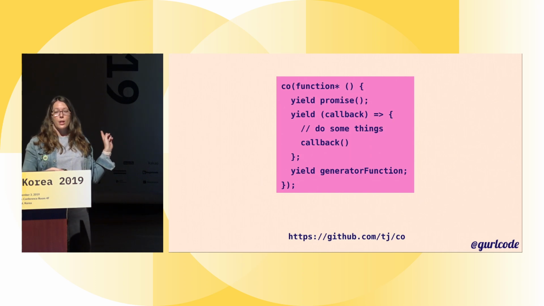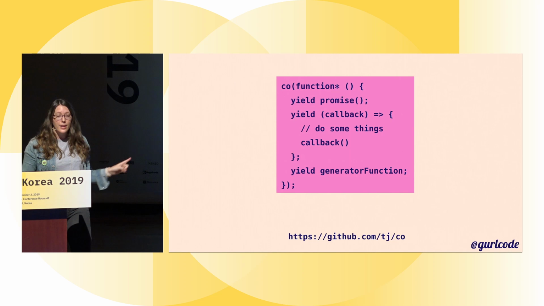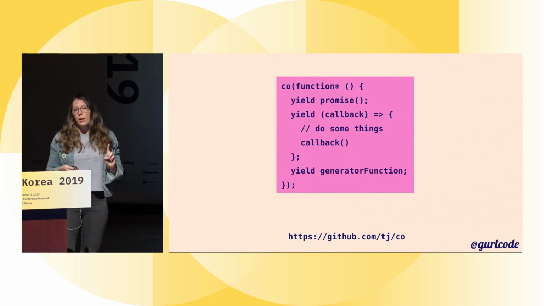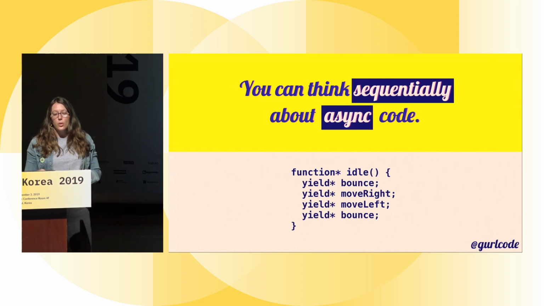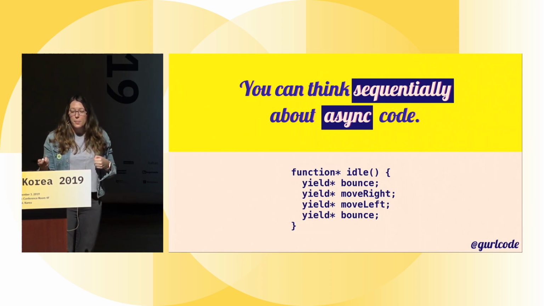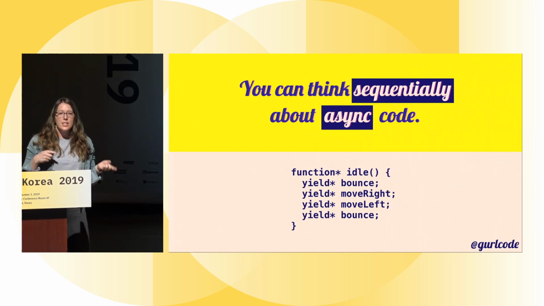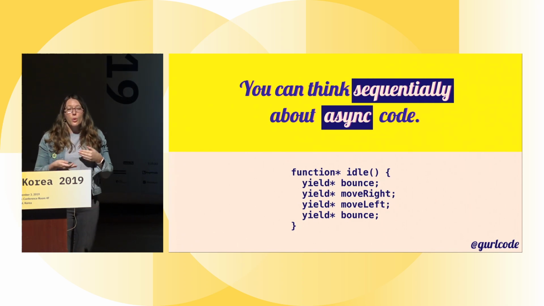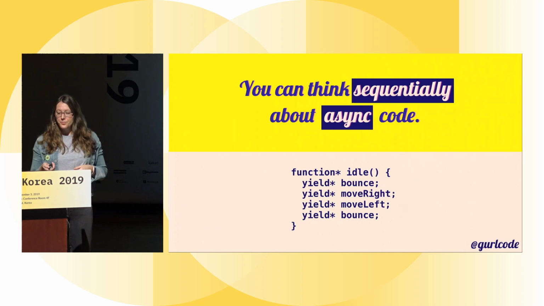And there's a really great library called Co if you want to play around with this. It's highly recommended. Coroutines are very powerful, and the reason that they're so powerful is that they allow you to think sequentially about async code. Because the coroutine is your cooperative partner in handling the messy business of chaining promises together, you can write your code as if it ran sequentially.